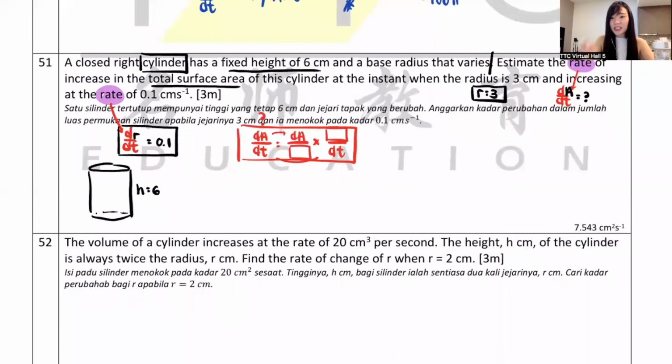So what are you going to put inside? They got R, so isn't it put dr here? Like this, okay? So dA dt is a question mark. I'll just write dA dt. My dr dt is here, 0.1. In the middle, I must have dA dr. How do I get dA dr? Then I must differentiate it.